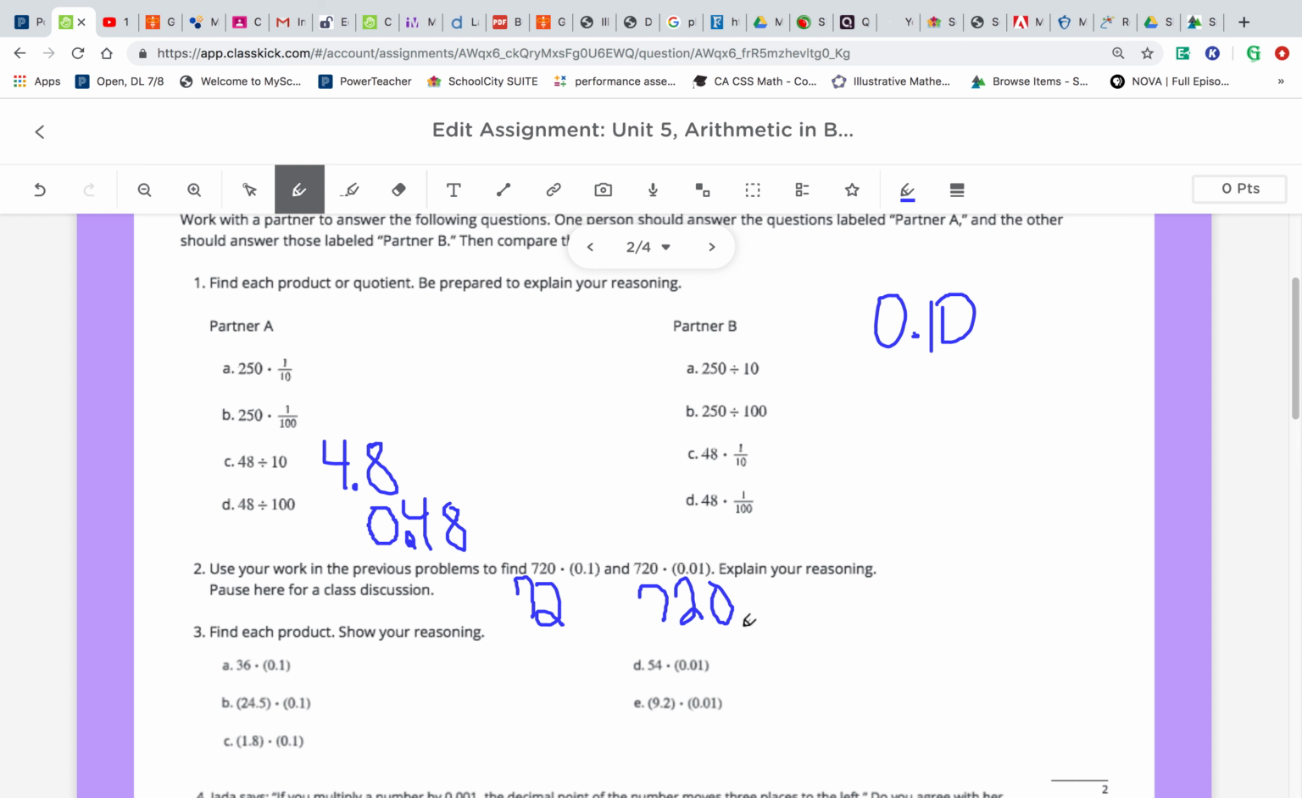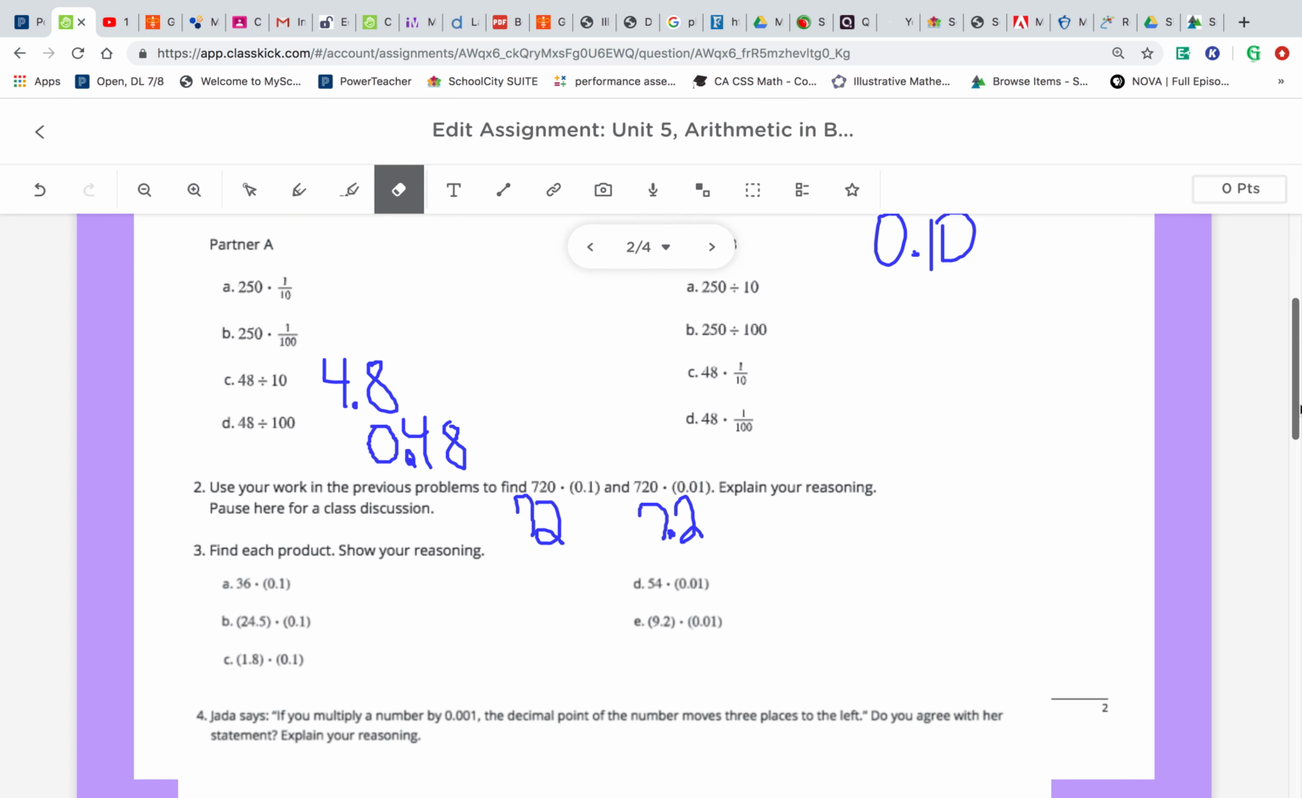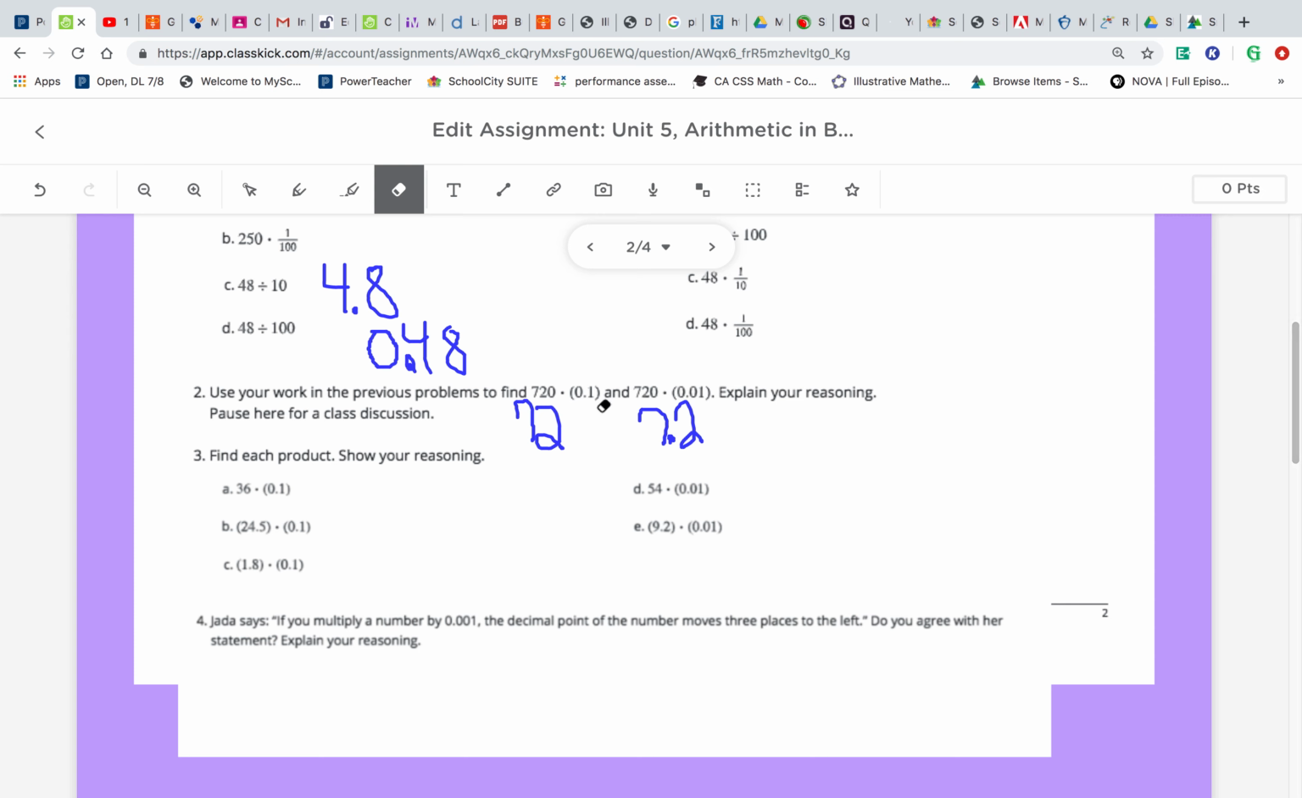So there's no decimal point, which means it's at the end. So 1, 2, boom, right there. 7.20, and we really don't need the 0 in this case, unless it was money. All right, so let's go ahead and find some products.